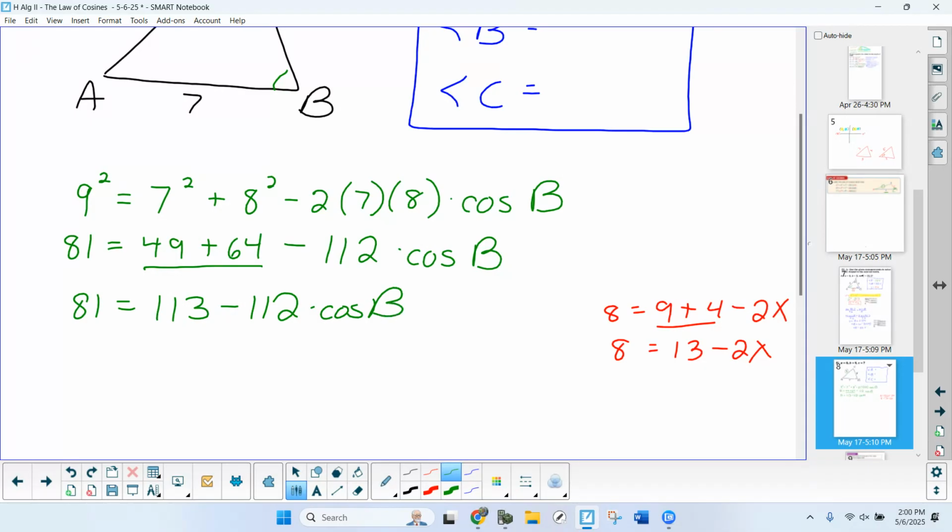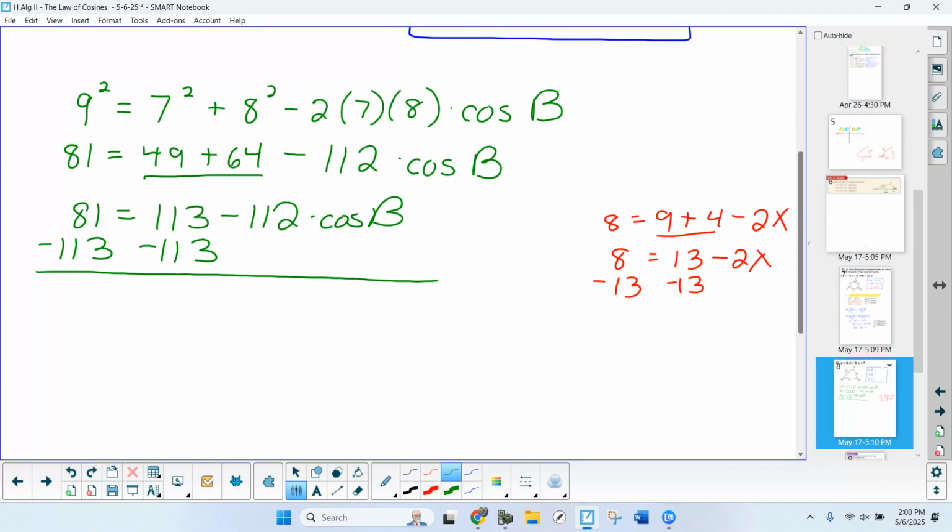Now be careful. That's like this step. You do not subtract 13 minus 2x. What would you do next here? Subtract 113. Think about your order of operations in solving an equation for B. What is 81 minus 113? Negative 32. So I get negative 32 equals negative 112 cosine of B.